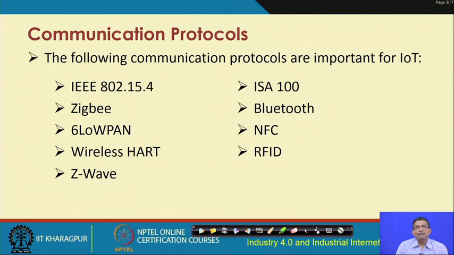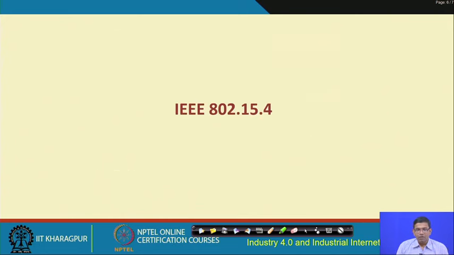These are some of the communication protocols that are typically used for IoT. The first one is the IEEE 802.15.4 standard. Then you have other connectivity technologies such as Zigbee, 6LoWPAN, WirelessHART, Z-Wave, ISA100, Bluetooth, NFC, RFID and so on. Some of these we are going to go through in this lecture and the next. So, let us start with the 802.15.4 IEEE standard, which is used heavily for connectivity purposes in IoT.